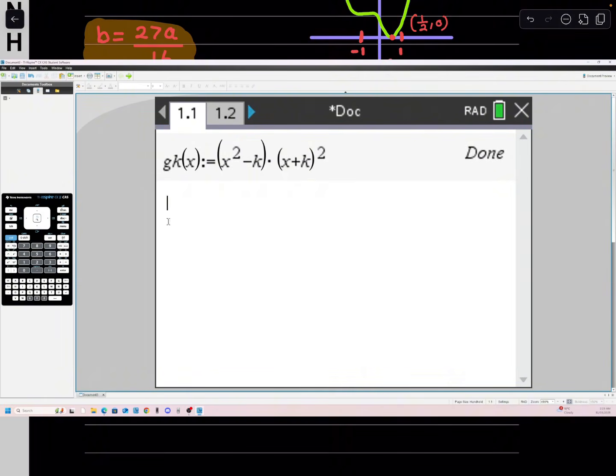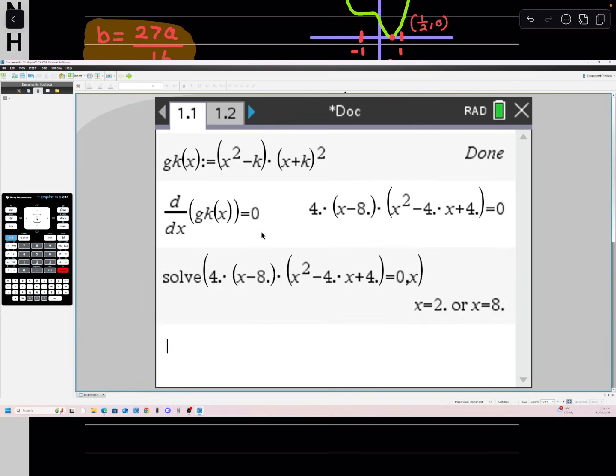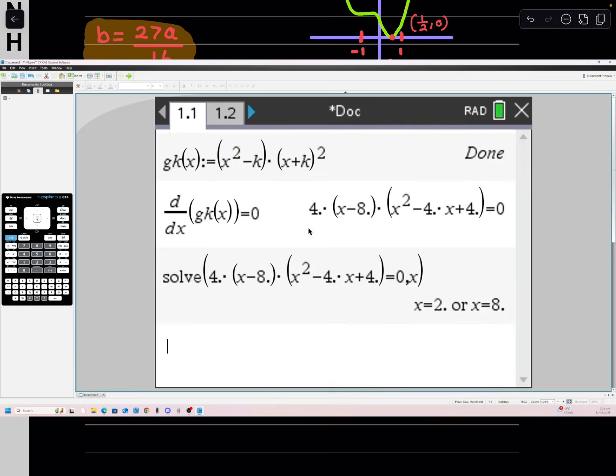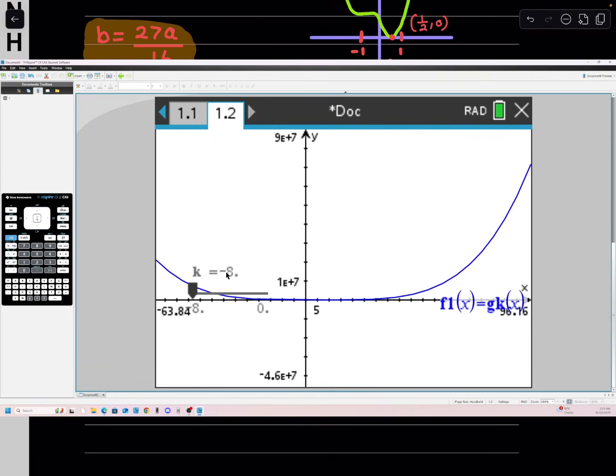So we know, for example, when we derive g_k(x) and set it equal to 0 and solve for x, these are going to give us a stationary point. For example, when I put k equals -8, what does it give me? When k equals -8 and I'm trying to find the stationary point, it already gives me 2 stationary points. That's a problem. Remember we wanted 1 stationary point? So k equals -8 doesn't exist. So do not include k equals -8.